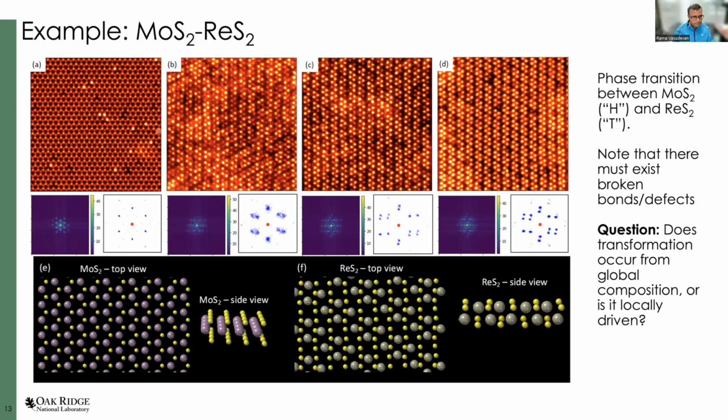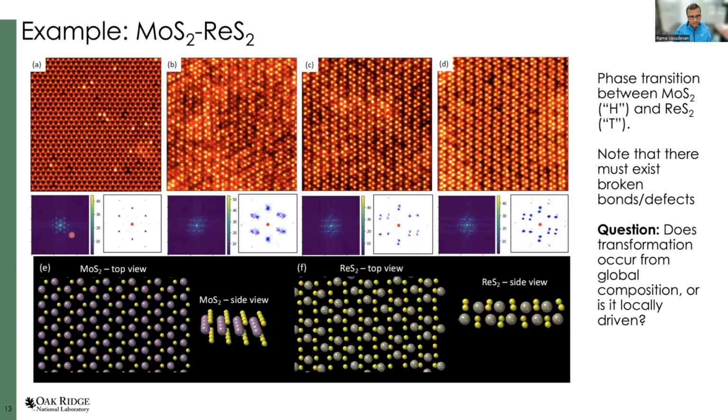On the left-hand side, you see molybdenum sulfide with a few atoms of rhenium, very few. And so it's really just maintained its MoS2 structure. This is the so-called H phase. And then as you increase the composition of rhenium across this image series, you can clearly see some very interesting modulations of the structure as it transforms from this H phase to this T phase.